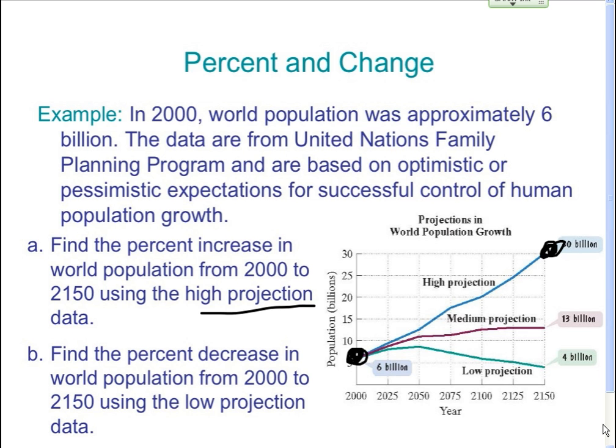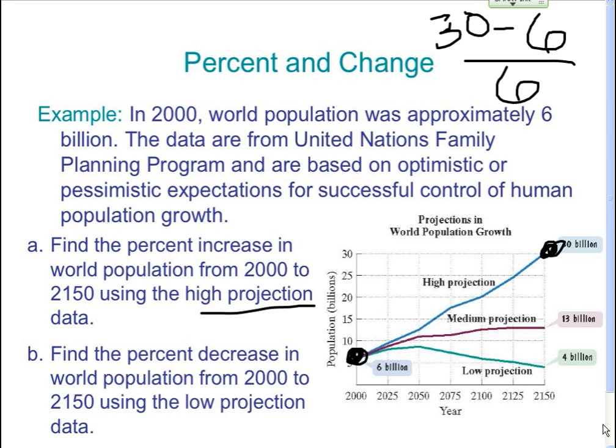Okay, so we're going to subtract the two numbers. We're going to take the 30 billion, subtract the 6 billion, and divide by the original. So 30 billion, subtract 6 billion, divided by the original 6 billion. We started with 6 billion, so we divide by 6. Okay, so that will give us a percent, or it'll give us a decimal. We're going to change it to a percent.